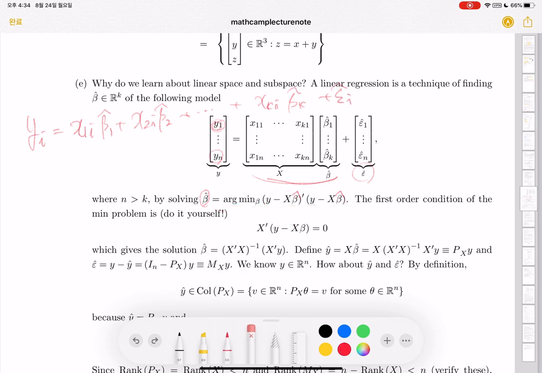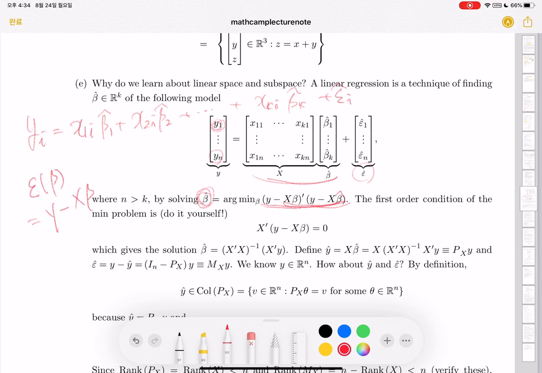Now let's define the residual epsilon as a function of beta by y minus X beta. Then this is residual times residual, so it's the sum of squared residuals. So you are minimizing the sum of squared residuals. The minimizer is called beta hat.